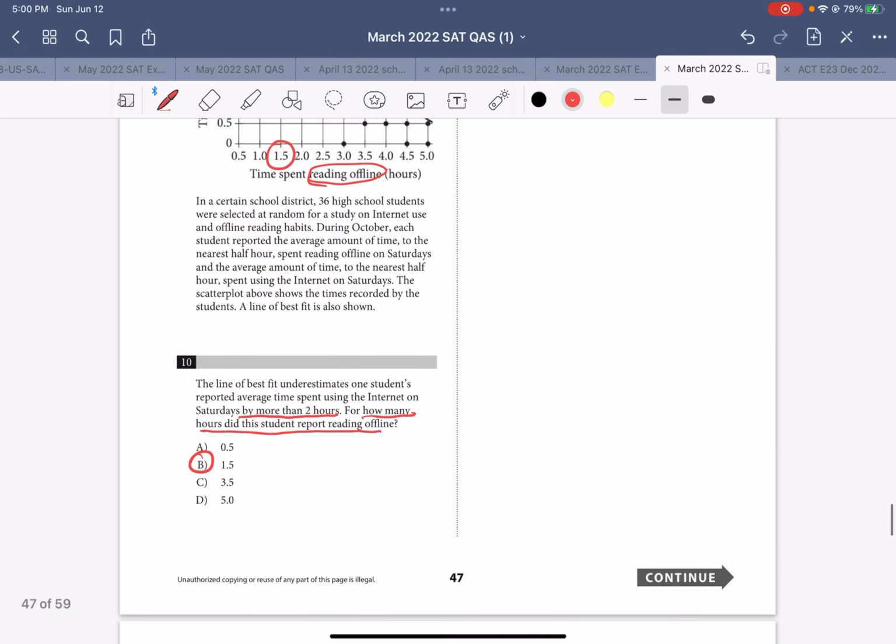Now 11. According to the line of best fit, if a student spends an average of 1.25 hours reading offline on Saturday, somewhere here, which of the following is the best estimate of the time the student would be expected to spend using the internet on Saturdays? Okay, so if you go up here, somewhere here, that means between 2.5 and 3. So answer C. Okay, you gotta read from the graph.